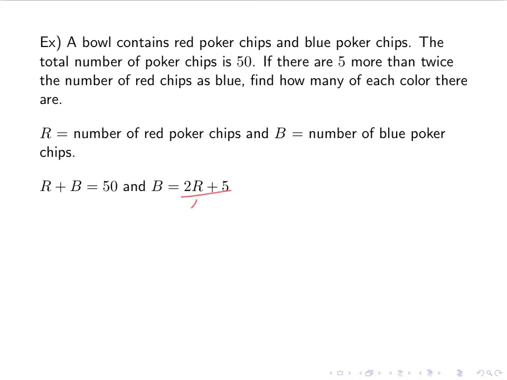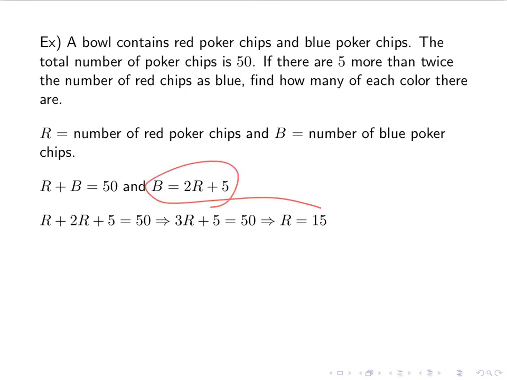And then again, I'm going to substitute this in for my B. So R plus 2R plus 5 equals 50. Simplify the left-hand side, and then solve. And we should be getting that R equals 15. Once I have that, I'm going to plug it back into my second equation to find B. So 2 times 15 plus 5 gives me 35.